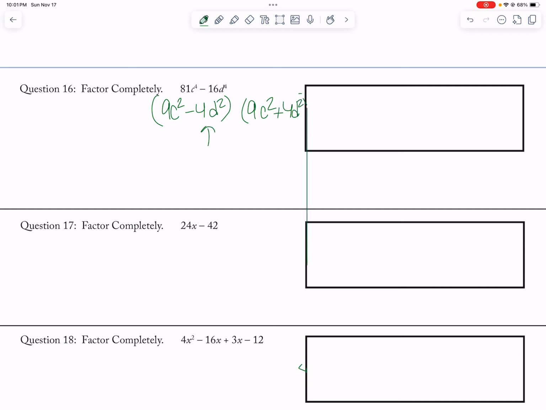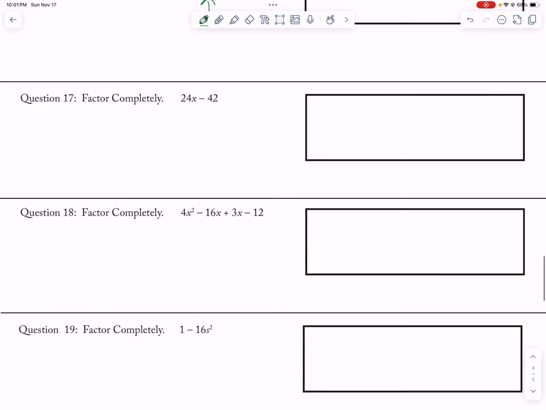And then this first one factors more. So this is a 3c minus 2d, 3c plus 2d, and a 9c squared plus 4d squared. Okay. And then 6, and I'm left with a 4x minus 7.